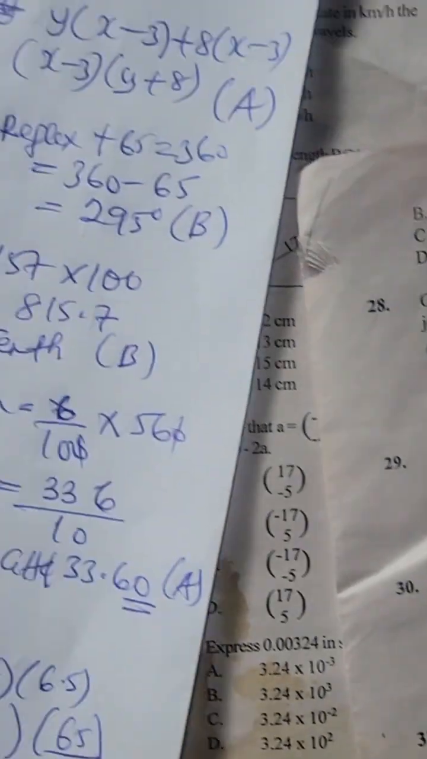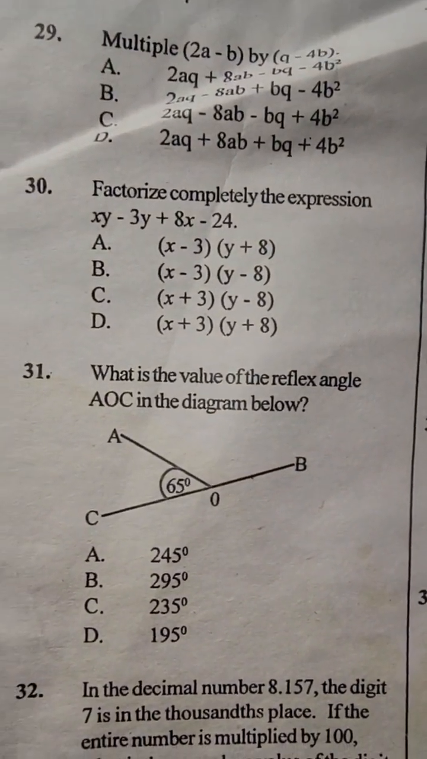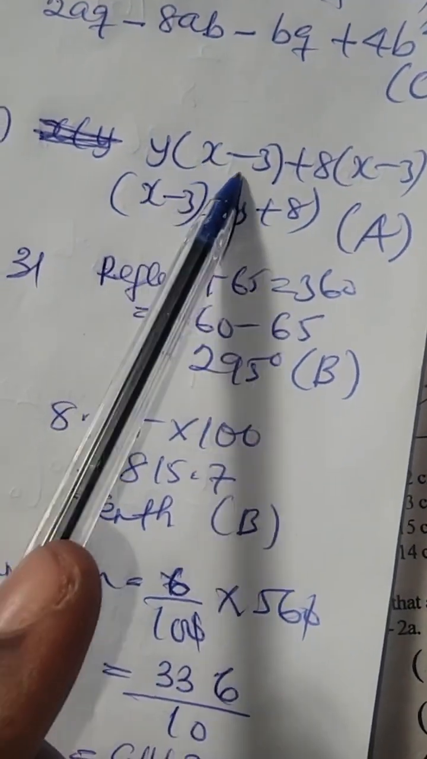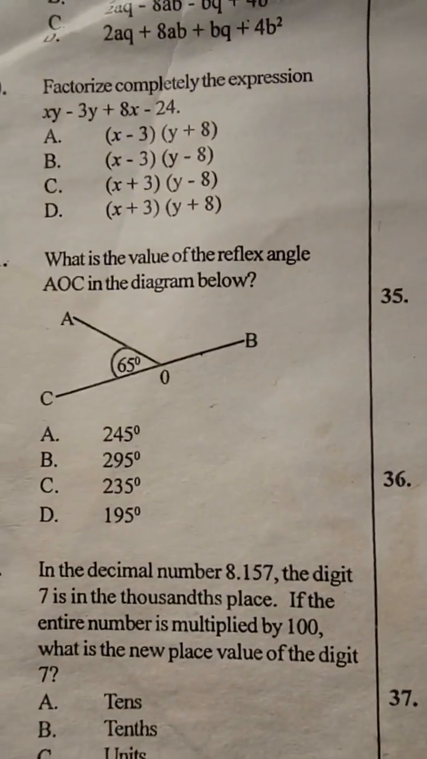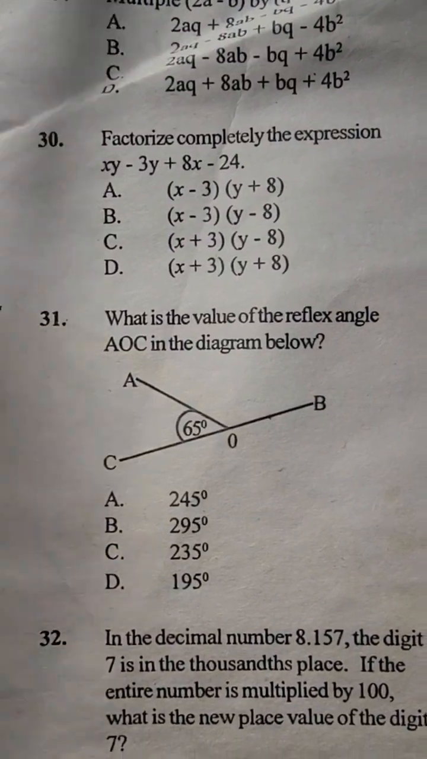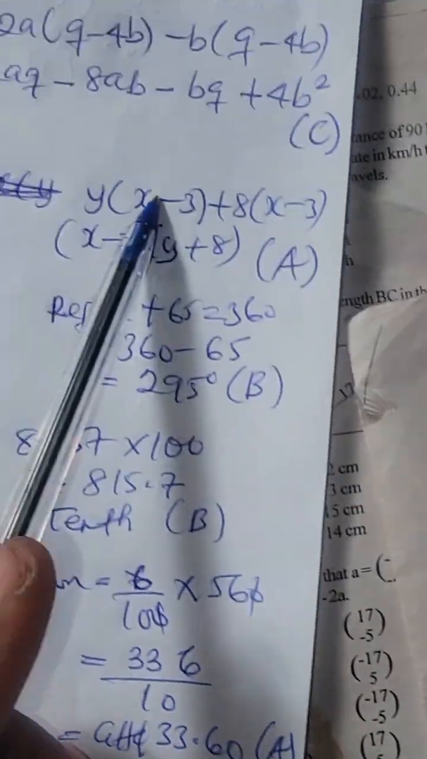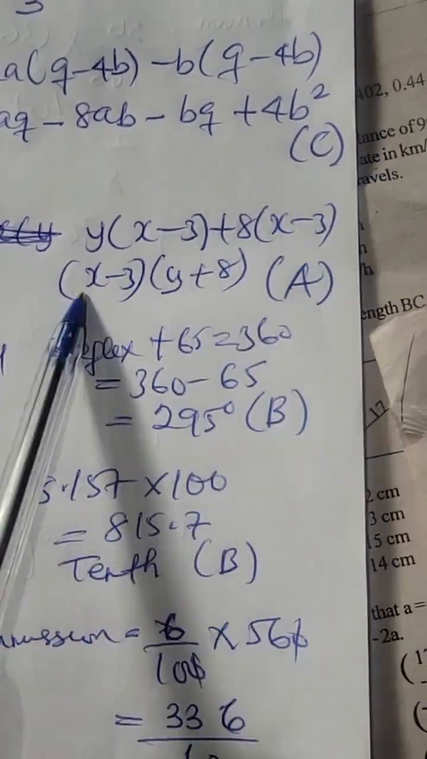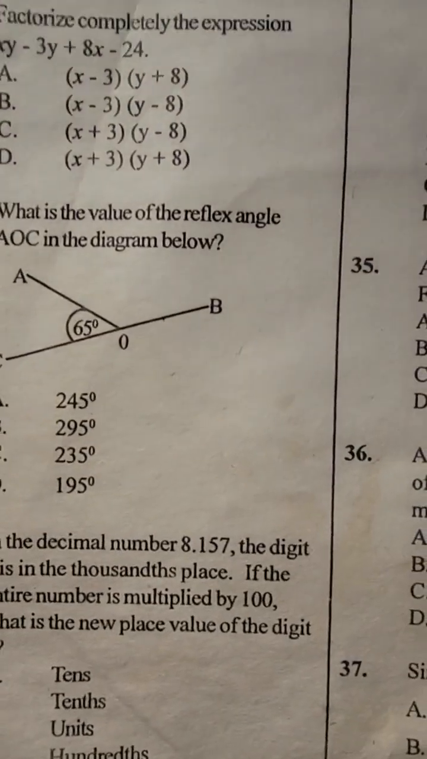30, factorize. So the first two, y is common, the last two, 8 is common. So you factor out y, you have x minus 3. Then you factor out 8, you have x minus 3. Now x minus 3 is common, you factor it out, you have y plus 8. And that's option A.